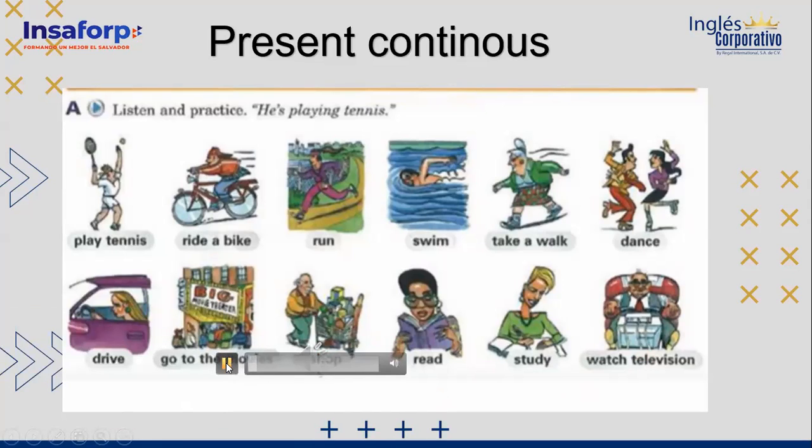He's playing tennis. He's riding a bike. She's running. He's swimming. She's taking a walk. They're dancing. She's driving. They're going to the movies. He's shopping. She's reading. She's studying. He's watching television.